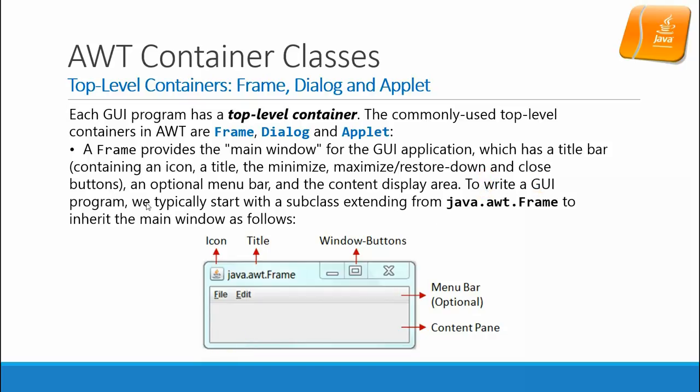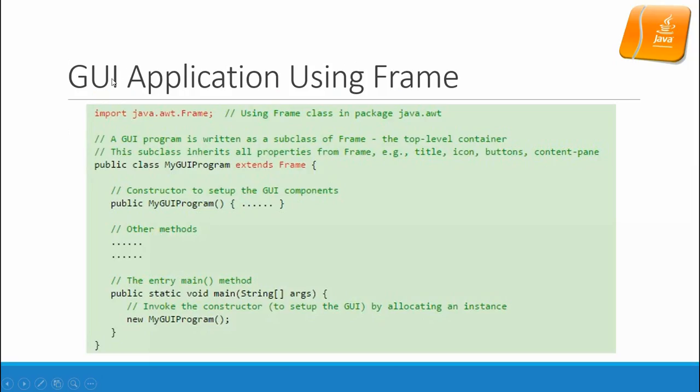To write a GUI program, we typically start with a subclass extending java.awt.Frame to inherit the main window, as follows. For a Java application using Frame, you need to import java.awt.Frame. This is the class that you would like to extend. So anything that extends Frame will become the main program in the GUI environment.